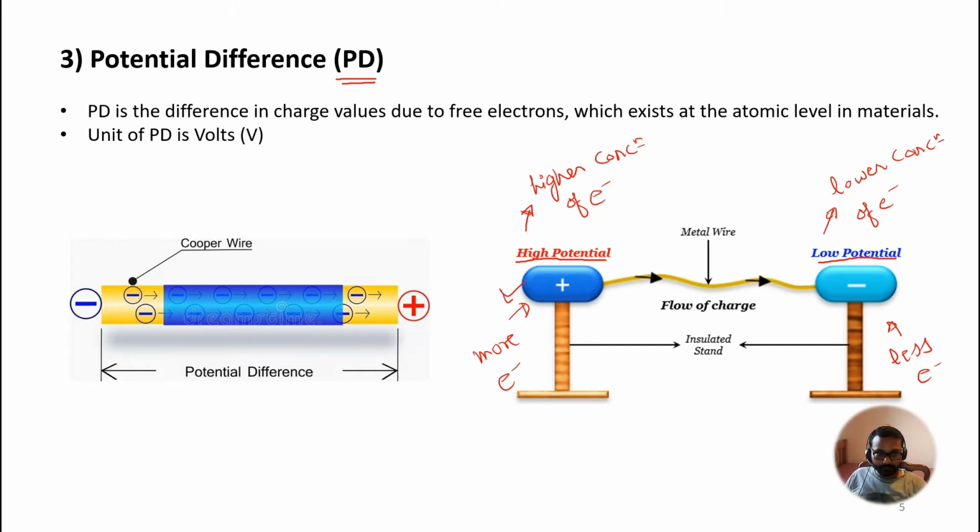In this part of the material, the electrons are cramped in. So if you connect it through a wire, all the electrons would like to move to the lower potential, where they have space to move around, right? So due to the difference in charge values due to free electrons, a potential difference will develop. Now if we cut this wire and zoom in here, right? This here.